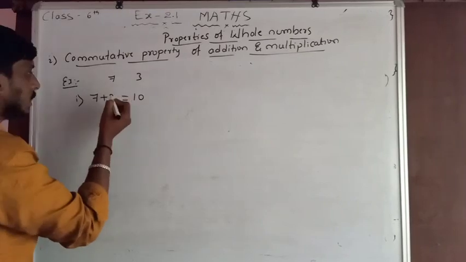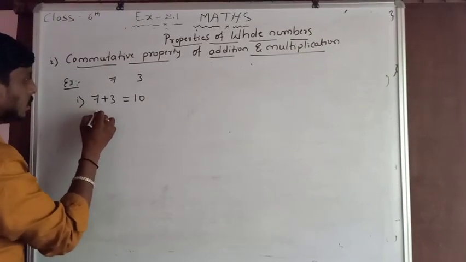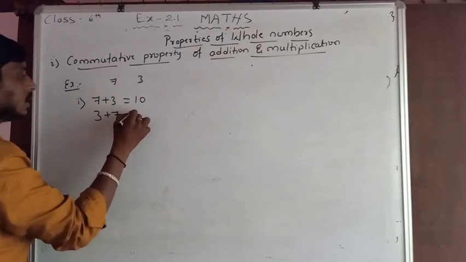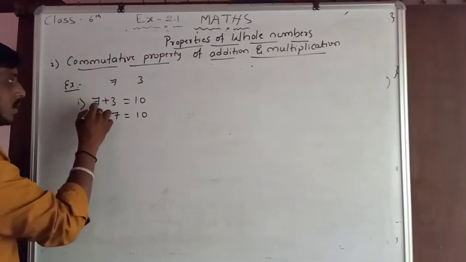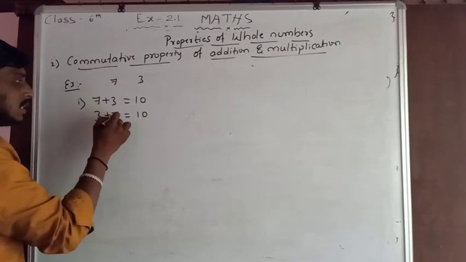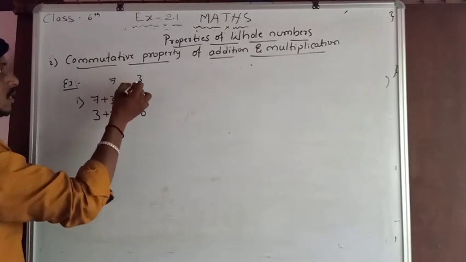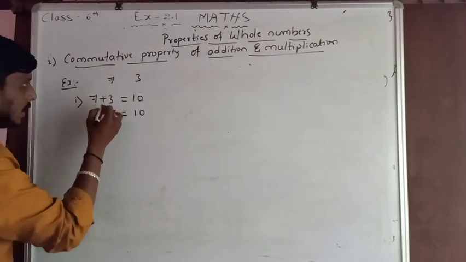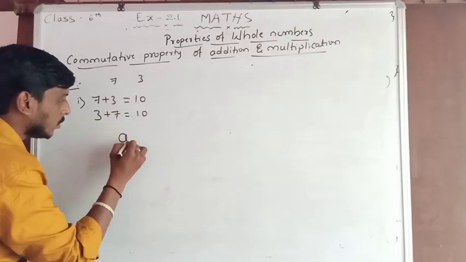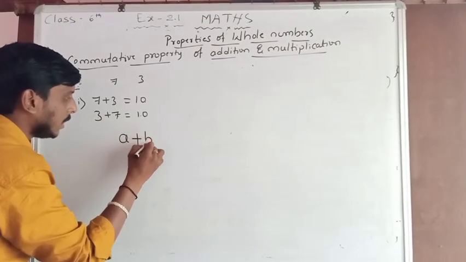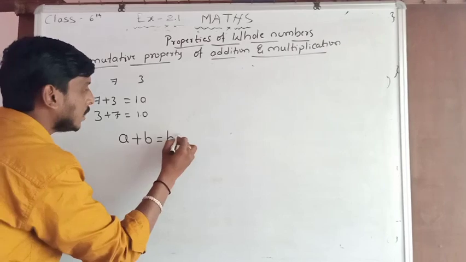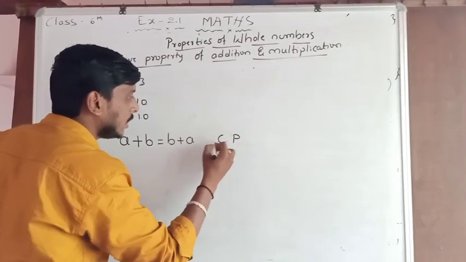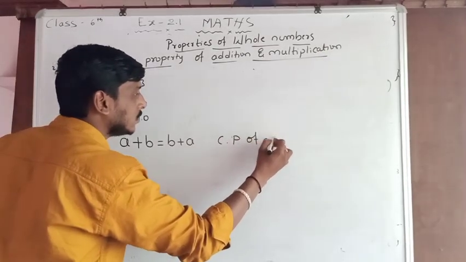Okay, so reverse it. 3 plus 7, how much? 10. Is it right? 7 plus 3 is 10, 3 plus 7 is also 10. When the numbers are changed, you also get the same answer. So here I will write the commutative property of addition: A plus B equals B plus A.